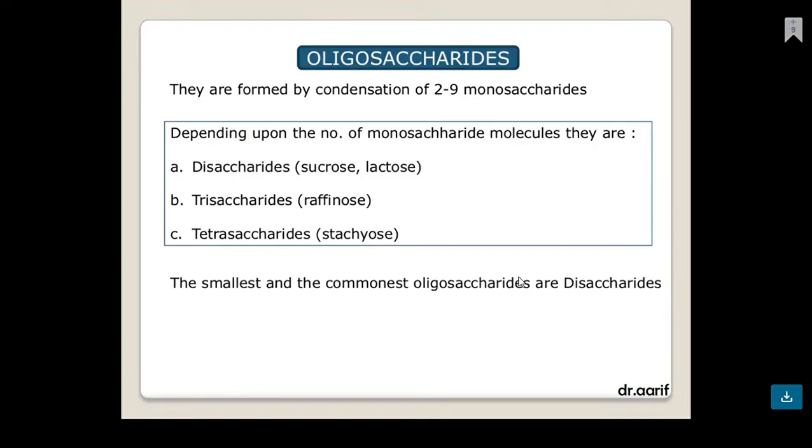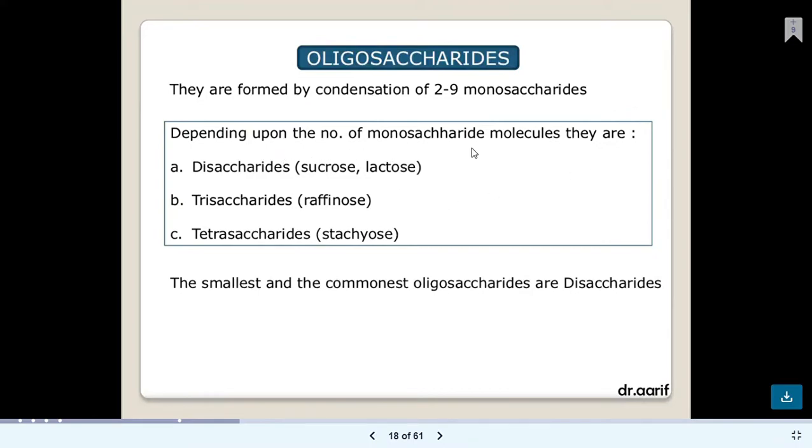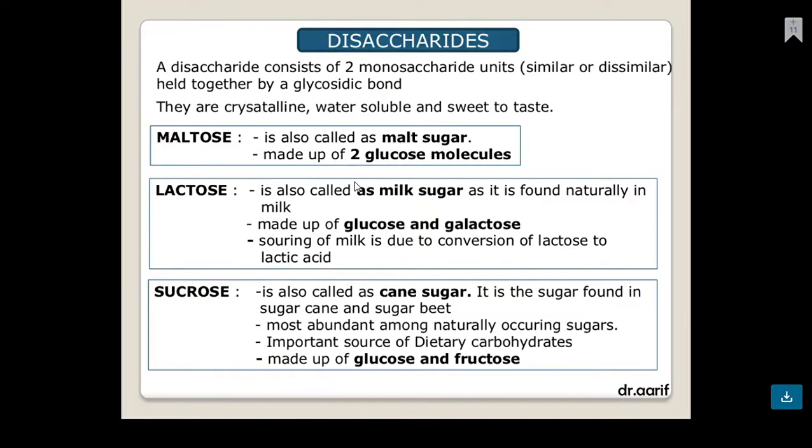Oligosaccharides, that I have mentioned earlier, depending upon the number of monosaccharide molecules, are classified again as disaccharide, trisaccharide, and tetrasaccharides. The smallest and the most common oligosaccharides are the disaccharides. They are sucrose and lactose. These are the examples of disaccharides, and most of the sugars that we consume are mostly disaccharides.